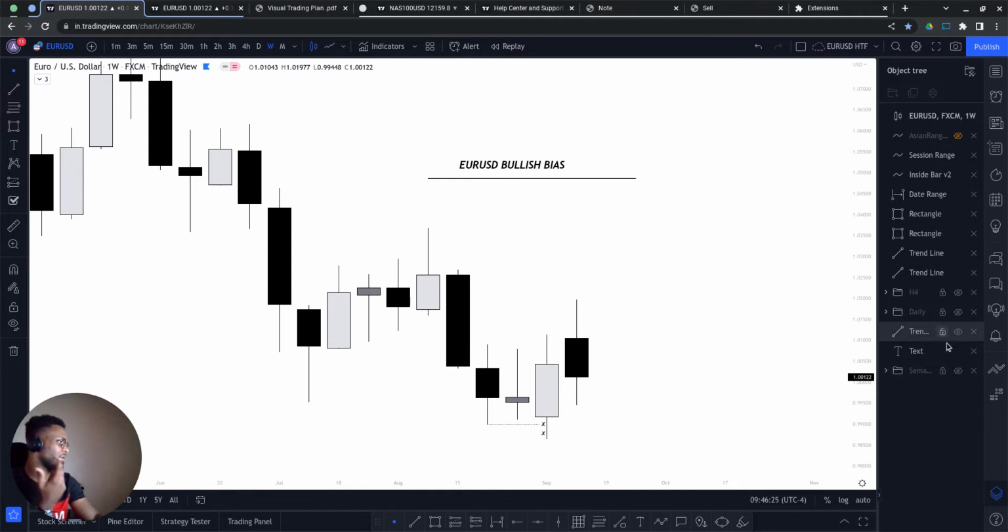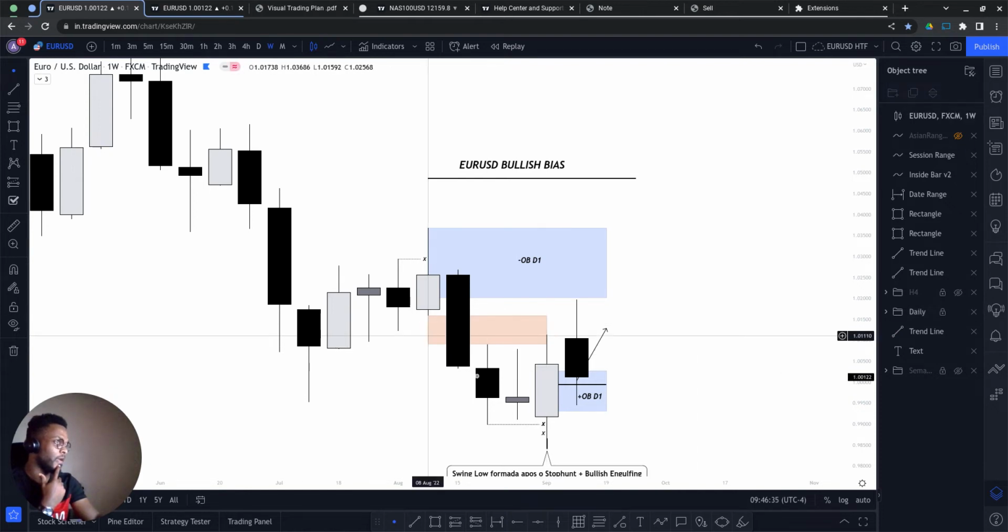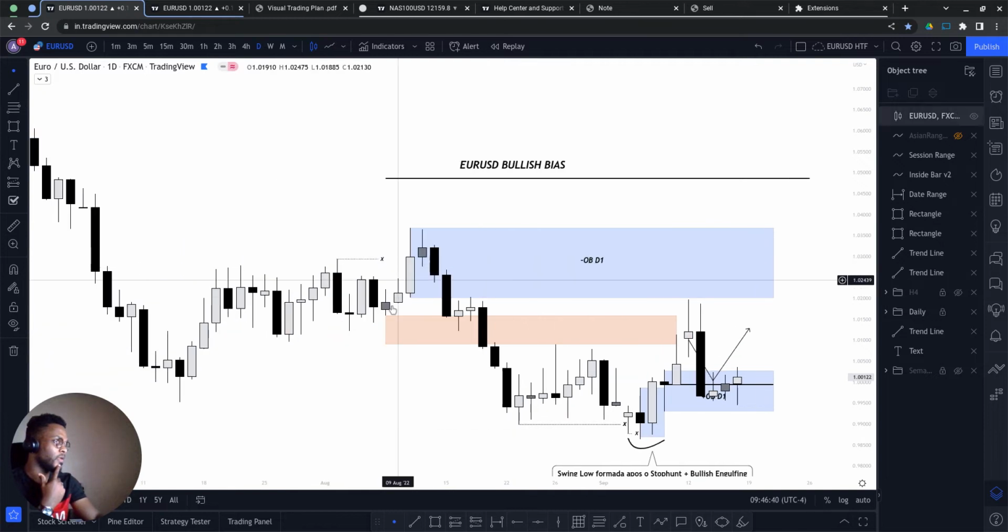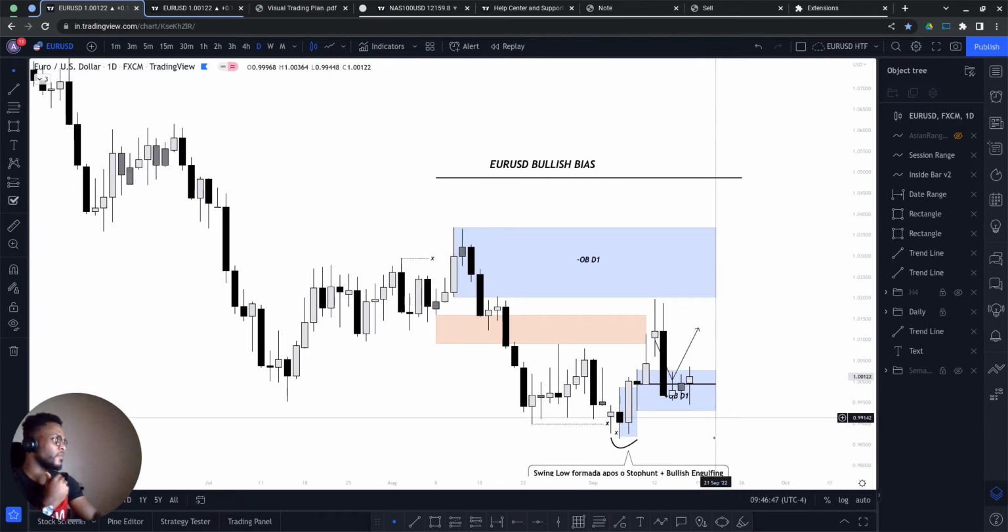But everything happened in less than a day. Before London closed, this idea was already fulfilled. On the daily, I had the FVG and the order block right there. Let me go to the daily. This bullish candle takes the liquidity from these highs and broke down. And potentially I had this where price is reacting now. That's why I'm stuck in buys, where price came and went.